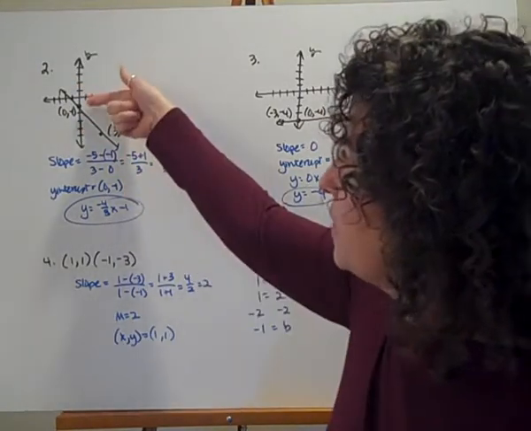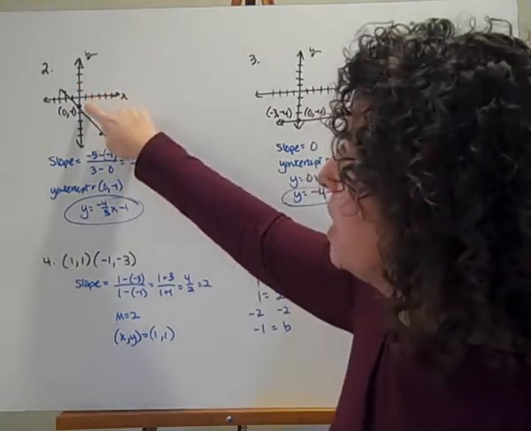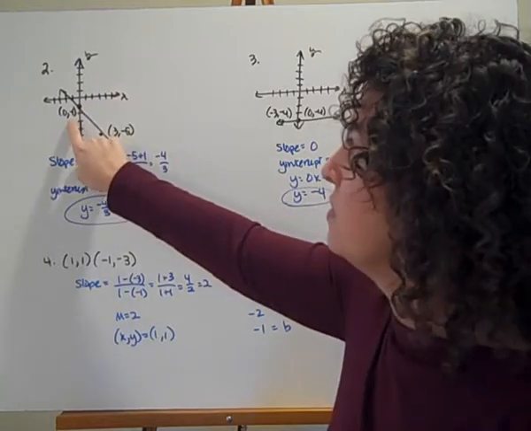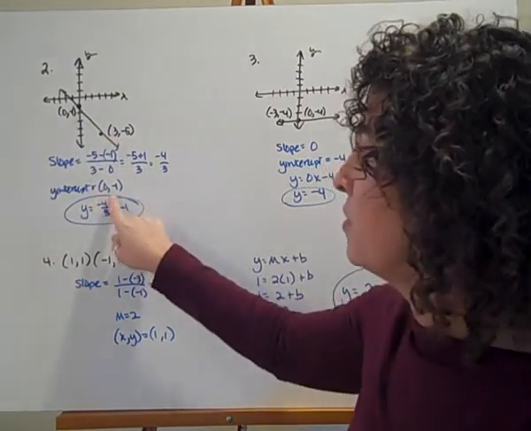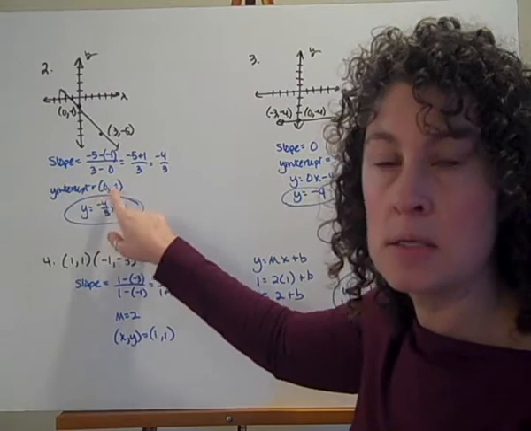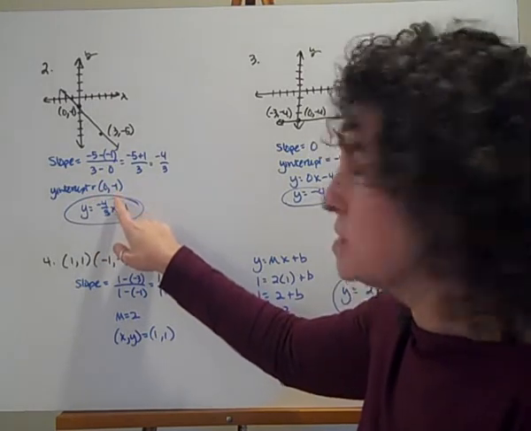My y-intercept, I'm going to find that right from the graph this particular time. So I have 0, negative 1. So I have a y-intercept of negative 1. I can also find that from the ordered pair. 0 is x, so my y-intercept is negative 1.